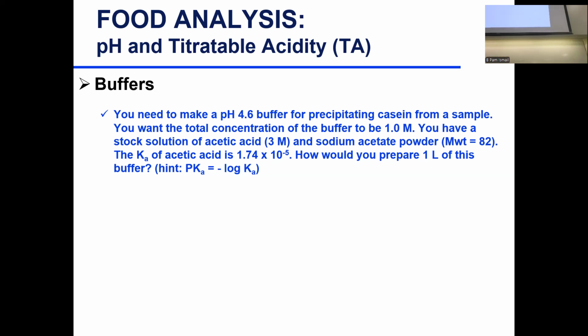So just bring the 4.67 to the other side. So it's 4.6 minus 4.76 equal log A minus over B. All right, can you get me the value of the ratio now? Of A minus over AH. Just give me the ratio based on this using your calculator.